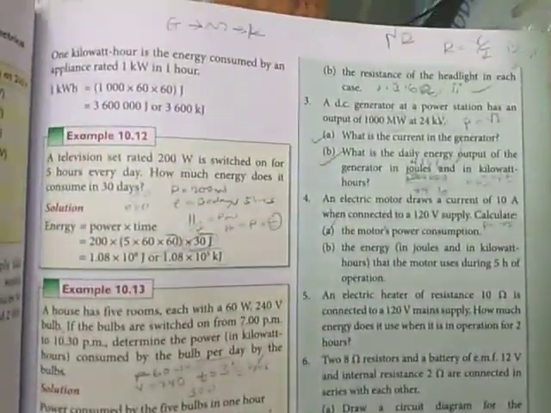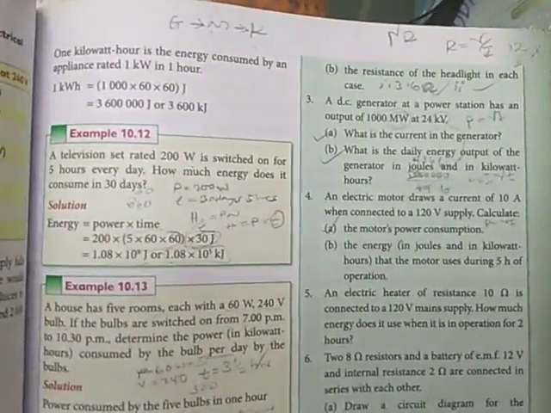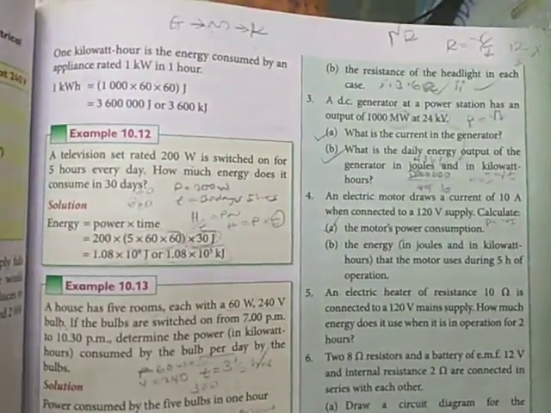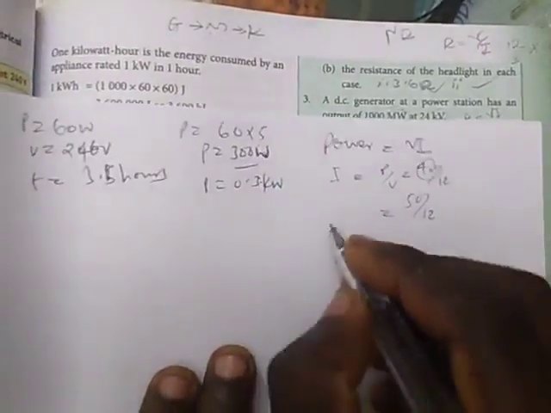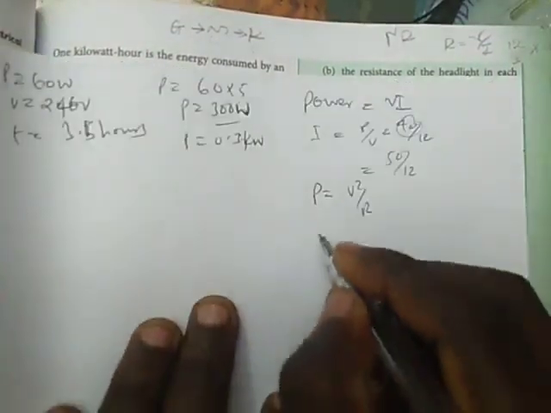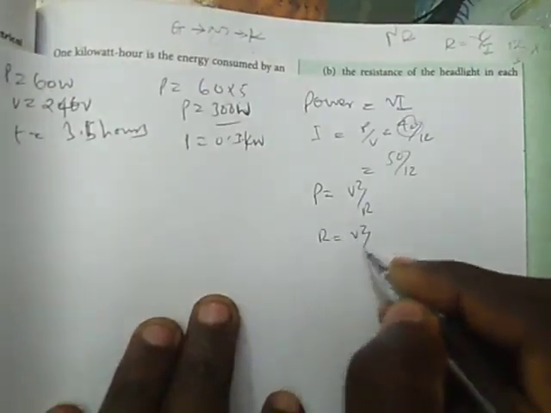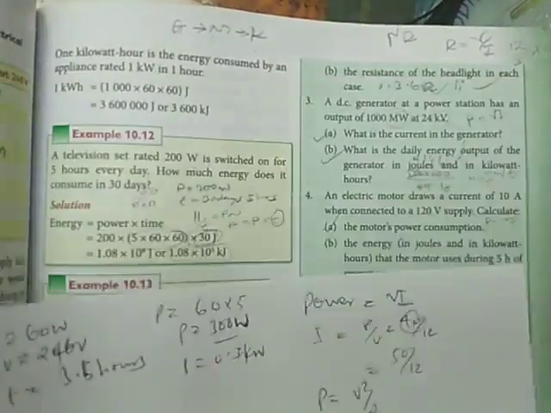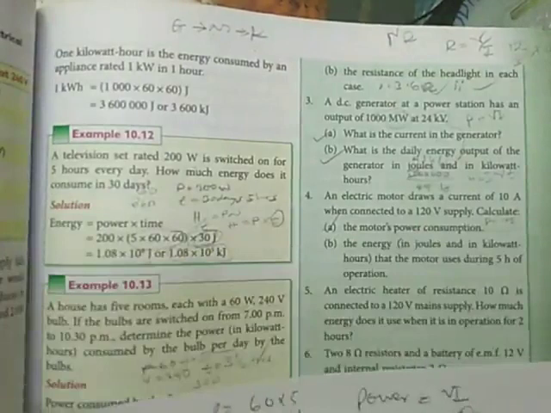Lakini pia resistance of the headlight in each case. Resistance unaweza kutafuta kwa sababu tunasema power huwa ni V squared divided by R. So you can get R is equal to V squared divided by power. So you can get resistance, just a modification to the equation.